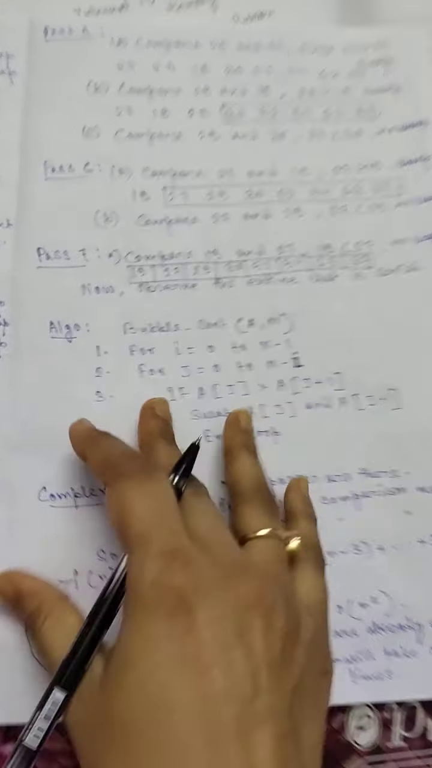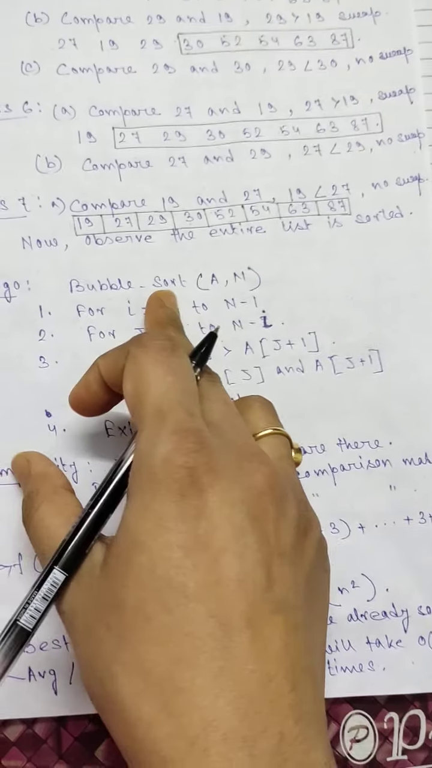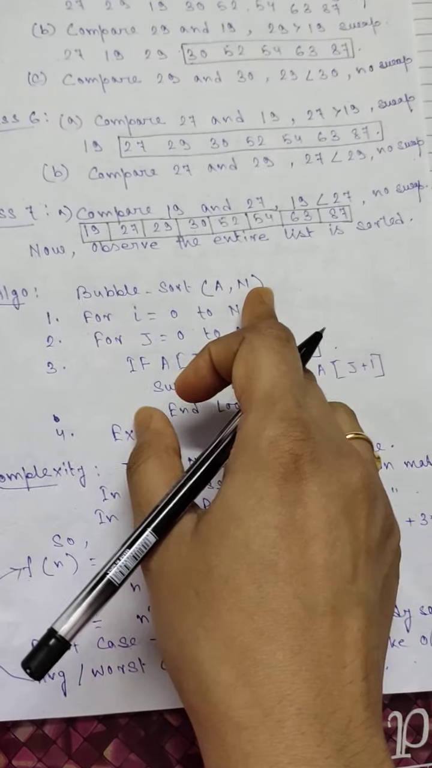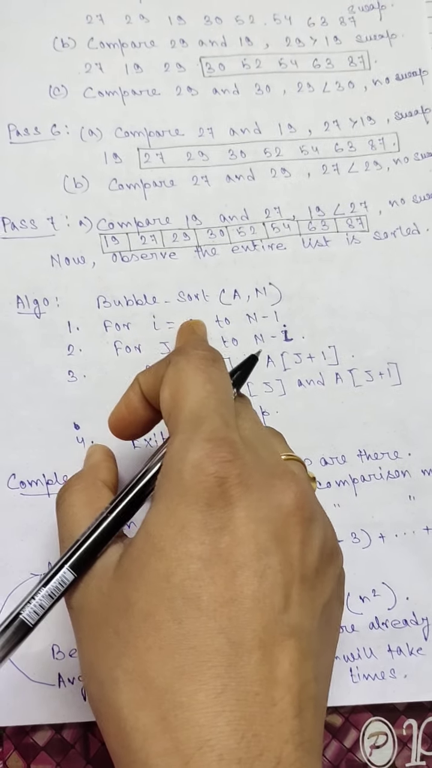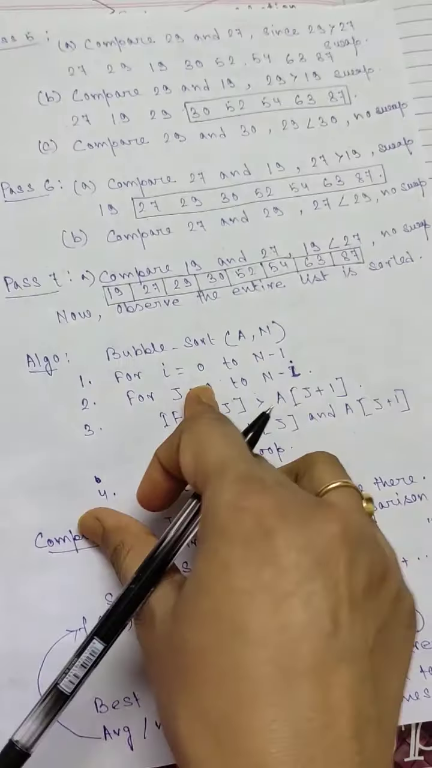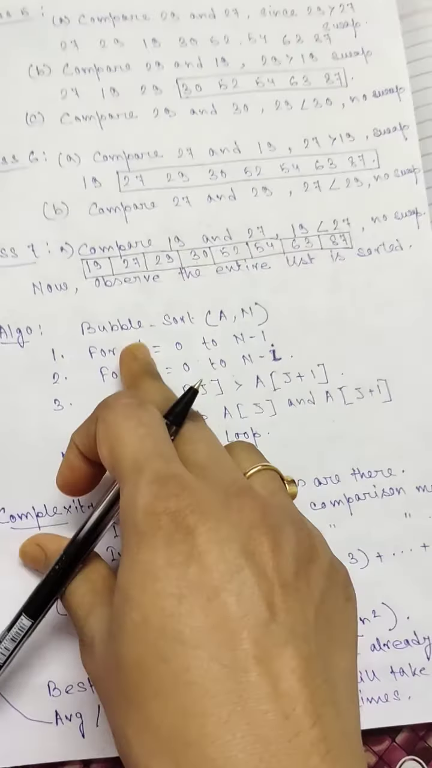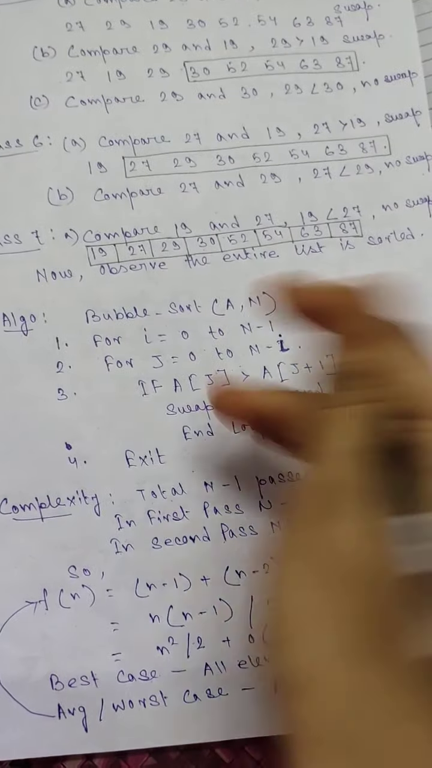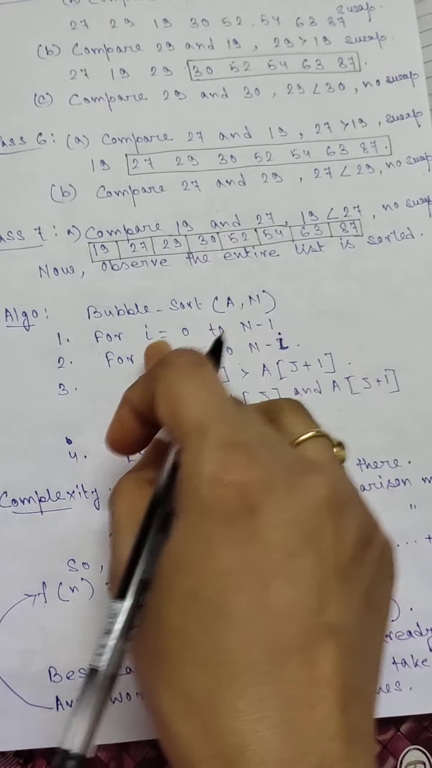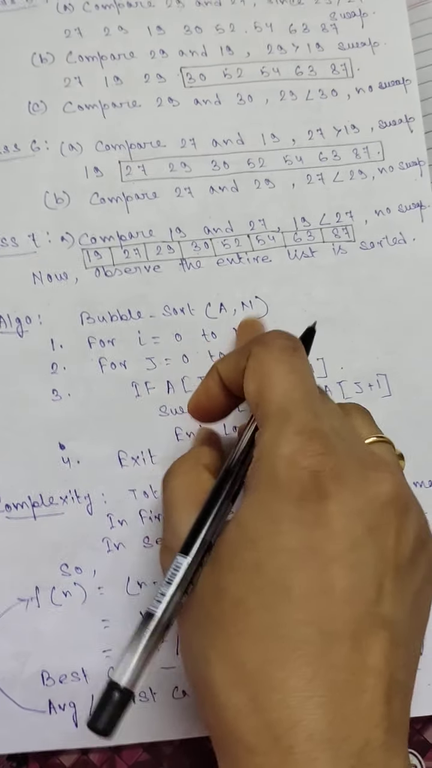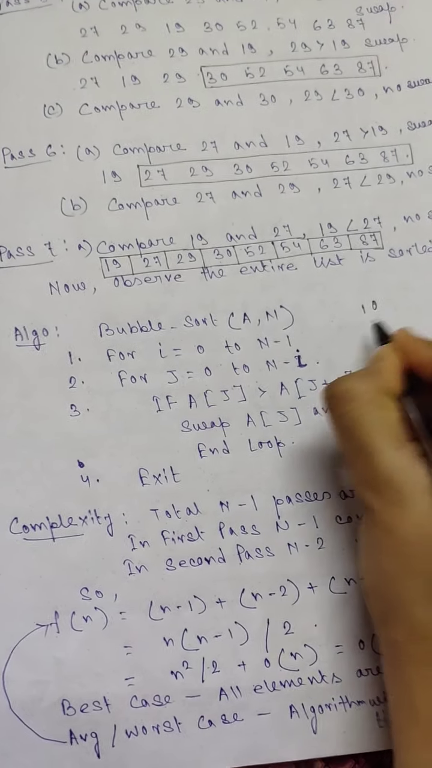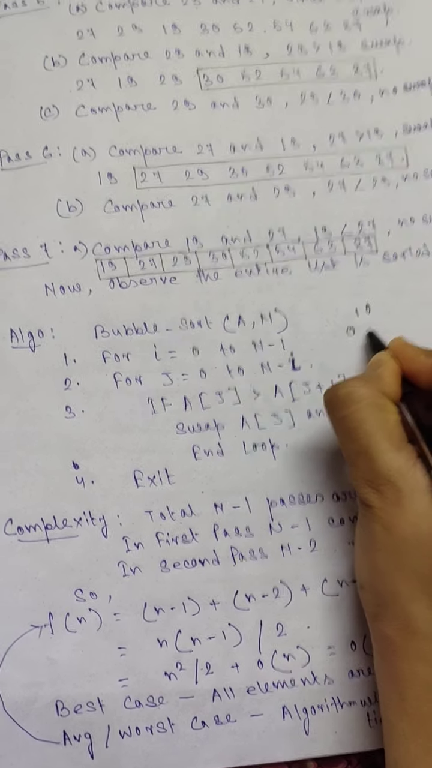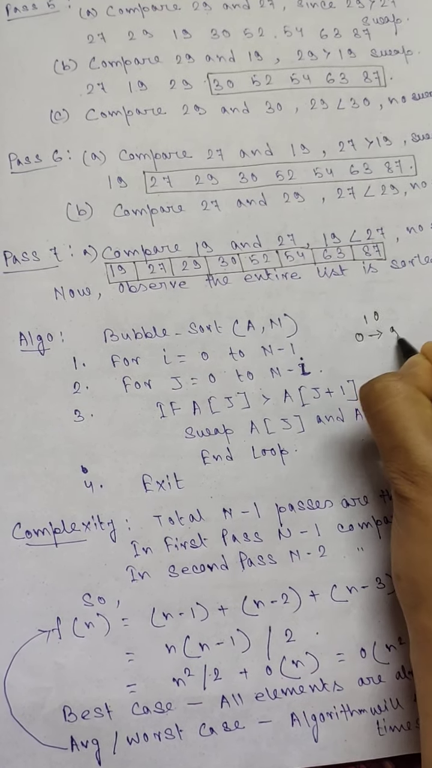Okay, so what will be the algorithm? Bubble sort: A is an array and n is the total number of elements. So we start from i equal to 0 to n minus 1, because the index will start from 0. We have to put the iteration from 0 to n minus 1, because the array index always starts with 0. That's why this is n minus 1. So if there are 10 elements and the index starts from 0, that means the index ends with 9.